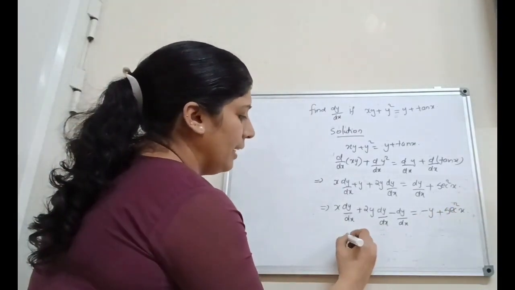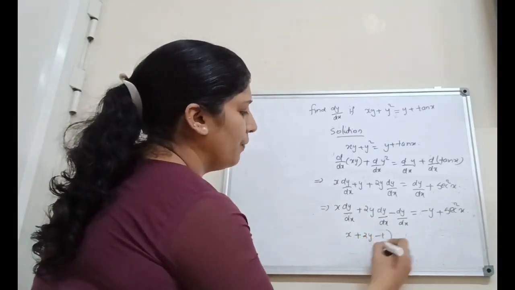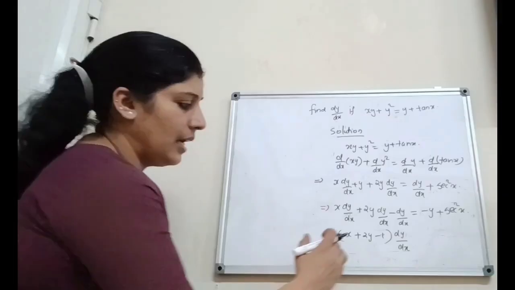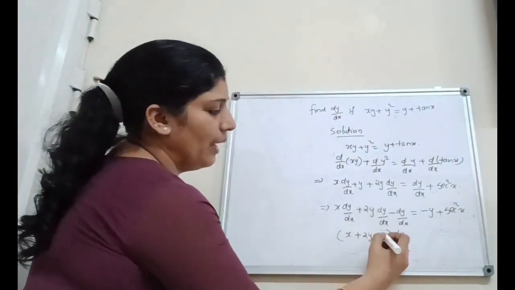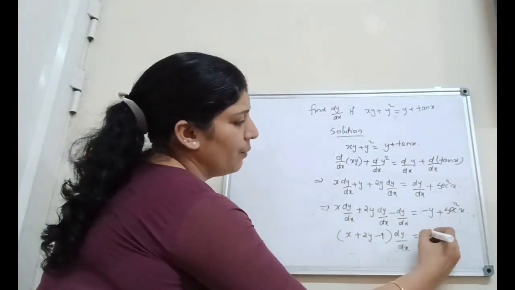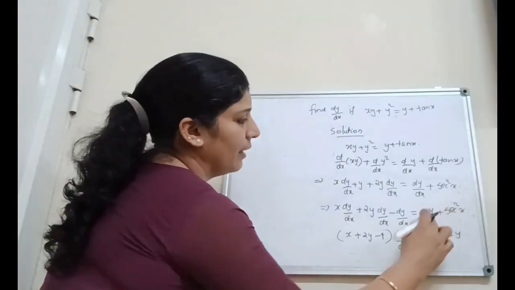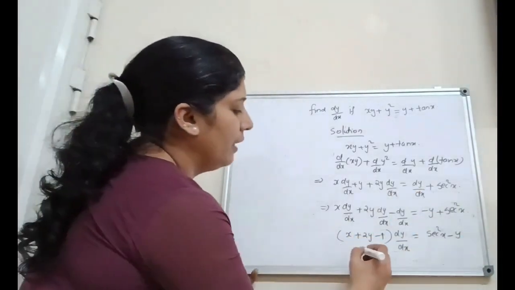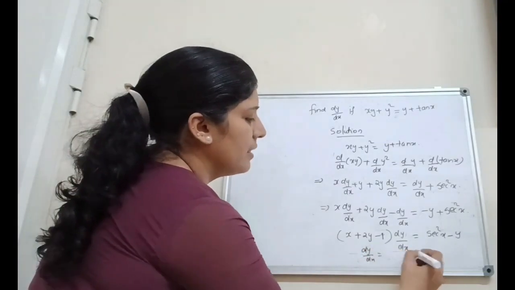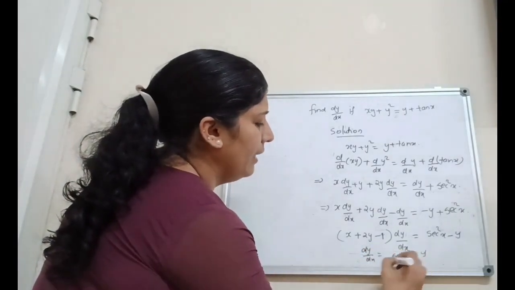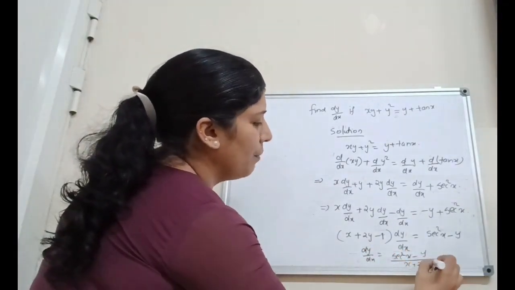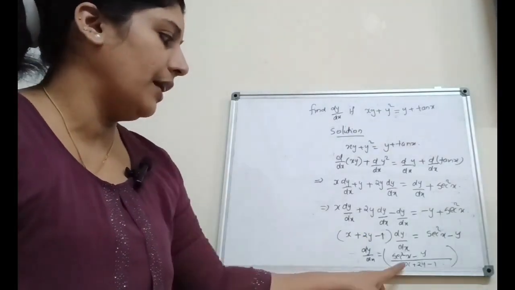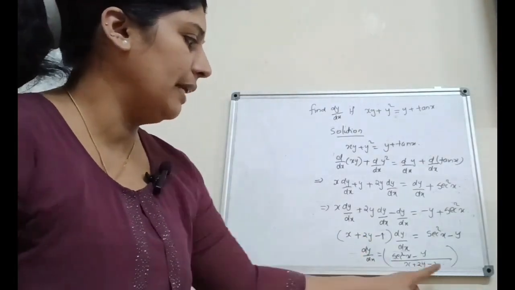Next, we take the coefficient of dy by dx, that is x plus 2y minus 1 into dy by dx, equal to sec square x minus y, that is minus y plus sec square x. Therefore, dy by dx equals sec square x minus y divided by x plus 2y minus 1.